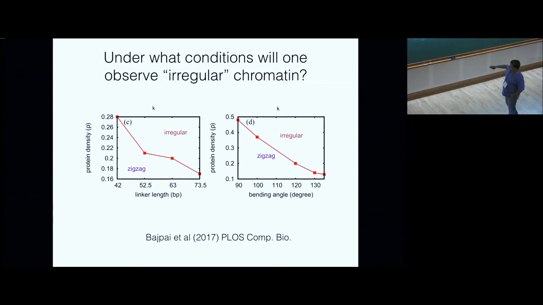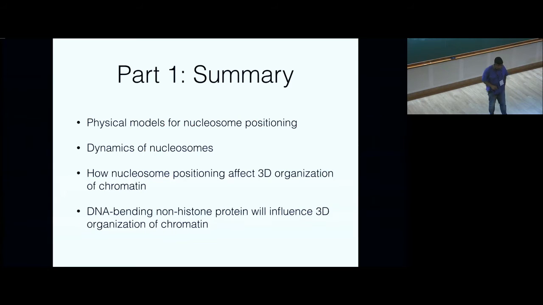There is another parameter, which is the bending angle of the protein. Some proteins could bend only very slightly, so you need a good enough bending angle. If the bending angle is between 90 and 140, then this is the corresponding protein density required to get an irregular structure, at least in our models. So this is the parameter regime that, according to our model, would give this kind of irregular structure. That is the first part, and it took a nice 30 minutes.